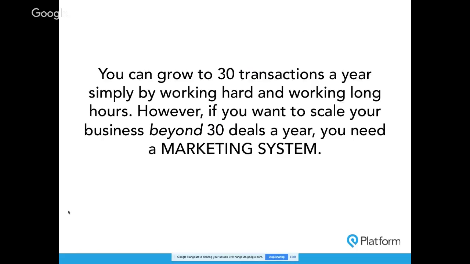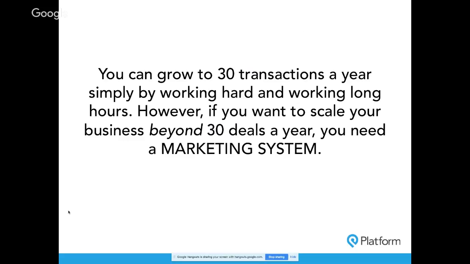And they kind of got stuck right around 30 transactions a year. So I observed, working with all these agents, that there was this invisible plateau right around 30 transactions a year, that agents would get stuck there. They would steadily grow their business, but right at about 30 closings a year, they just got stuck.